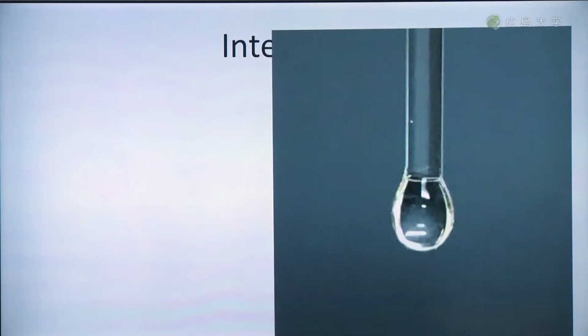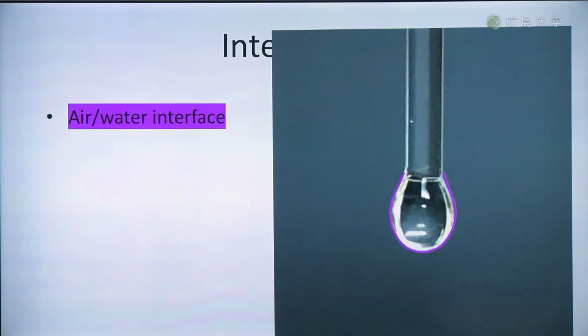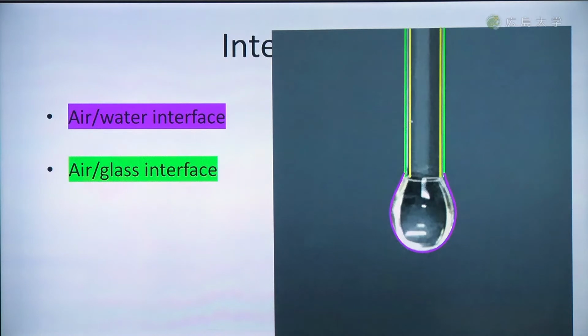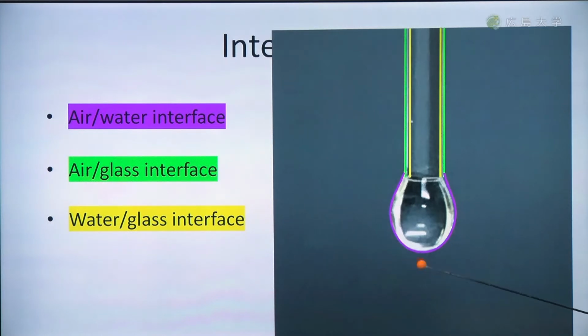In this slide, there are altogether three interfaces, namely an air-water interface, a water-glass interface, and a water-glass interface. Parallel to the interface, the force of interfacial tension acts. It is the force which tends to minimize surface area.